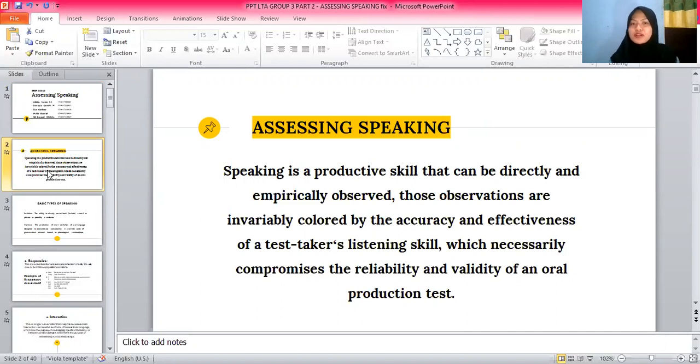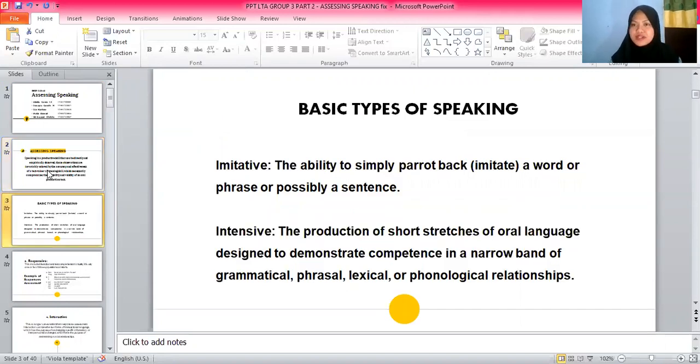So speaking is a productive skill that can be directly and empirically observed. Thus, observations are invariably colored by the accuracy and effectiveness of a test taker's listening skill, which necessarily compromises the reliability and validity of an oral production test. So, in speaking, there are 4 basic types of speaking. Here's the first one: imitative. Imitative is the ability to simply parrot back or imitate a word or phrase, or possibly a sentence.